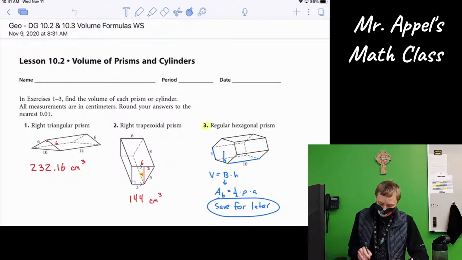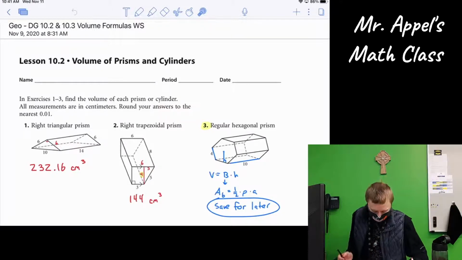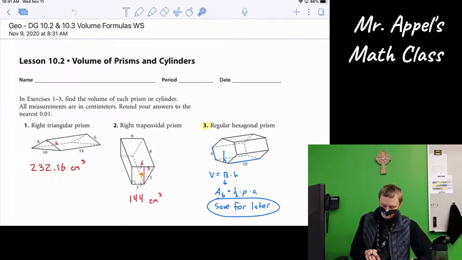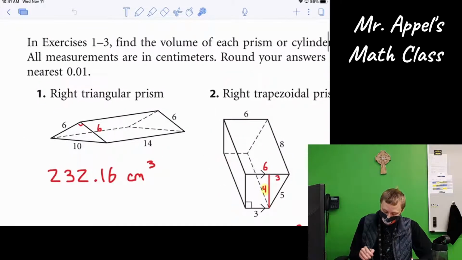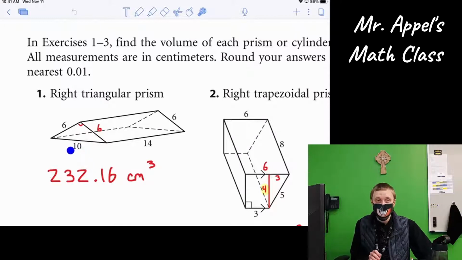All right, so first up, volume of prisms and cylinders. They seem so straightforward, don't they? Right triangular prism, find the area of the triangle, multiply by the height. But they've set a trap for you here. This 10 is completely useless. This is the hypotenuse of my triangle.